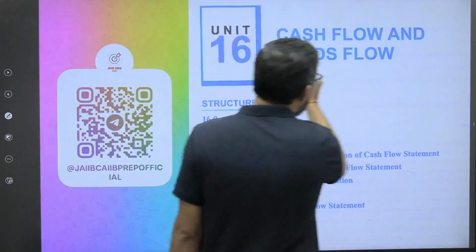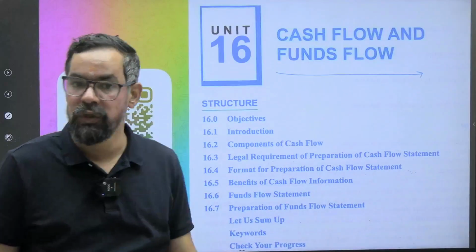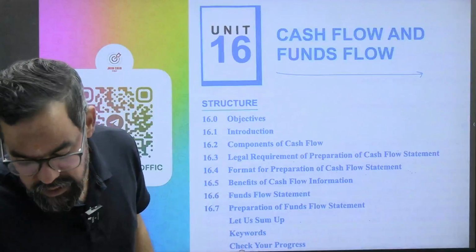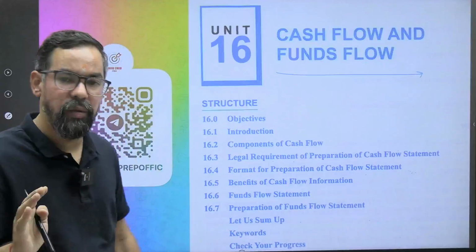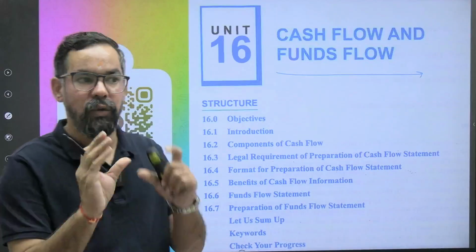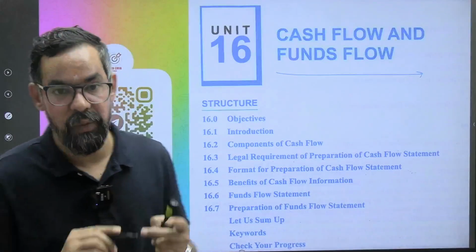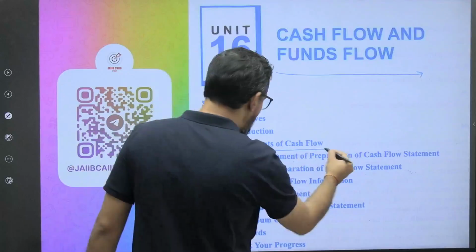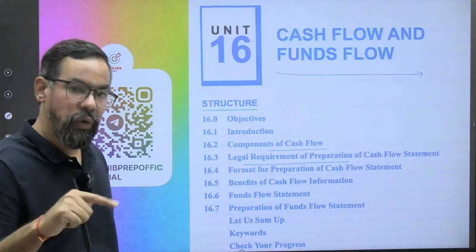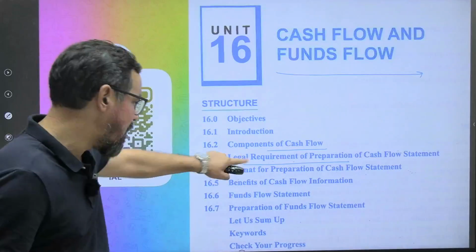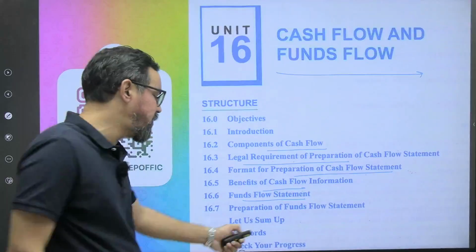Unit number 16, again a very important one, 3 to 4 marks questions from this particular one, cash flow statement. Applied based questions as well as your numericals. Take a very simple approach. Just make your understanding around the 3 different types, which are operating activities, financing activities, and investing activities. Components of cash flow, legal requirement for presentation of cash flow as per Accounting Standard 3 and Indian Accounting Standard 7, format of presentation of cash flow, benefit, fund flow statement, and preparation of fund flow.